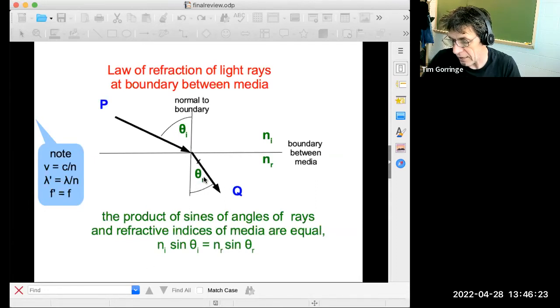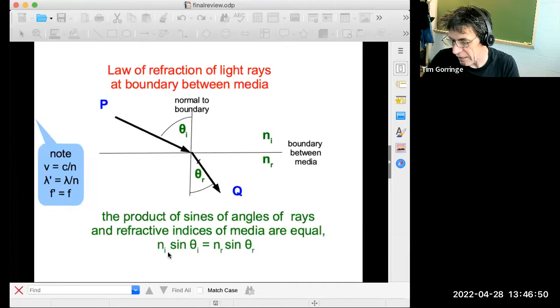These are the incident angle and the refracted angle. And the relationship between them is determined by two numbers that characterize the optical properties of the materials. They're the refractive index of the incident material, I call it Ni here, we sometimes call it N1. That's the refractive index of the refracting material, that I've called NR here. We often use N2.